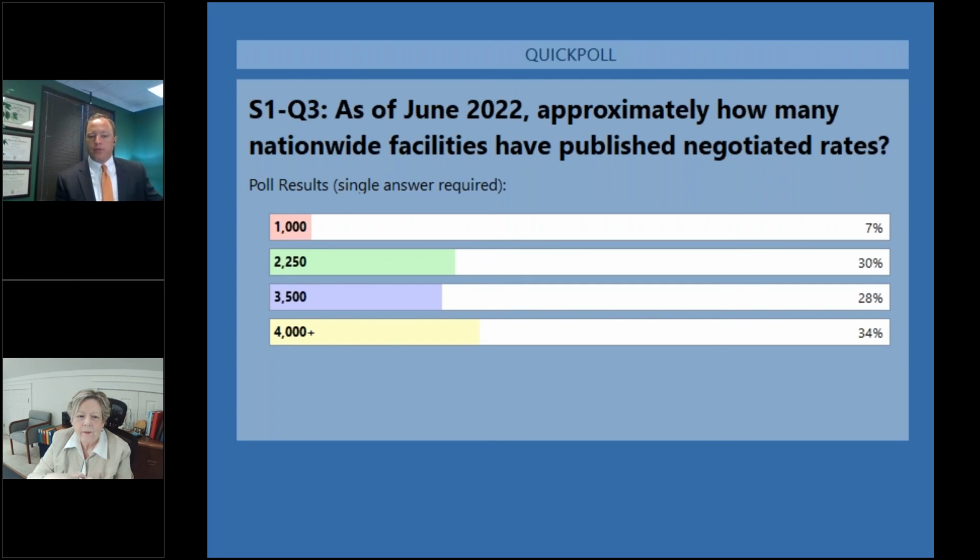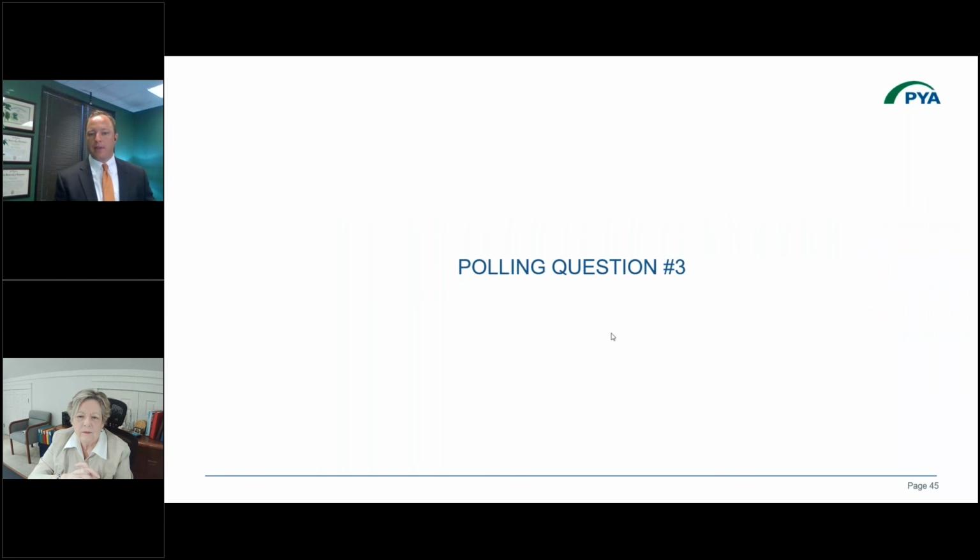So 4,000 plus, it's approximately over 4,500 facilities as of June have published negotiated rates. Published, but doesn't mean that they are absolutely correct or have been updated. Good point.